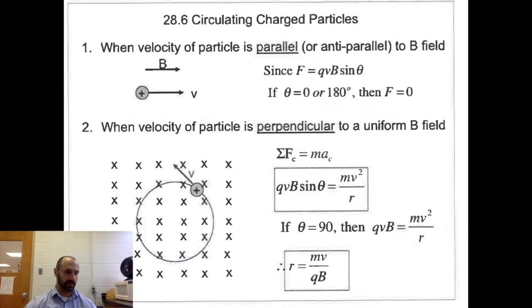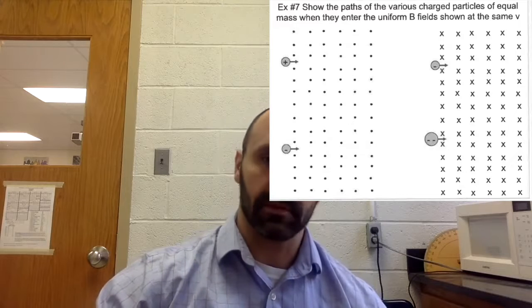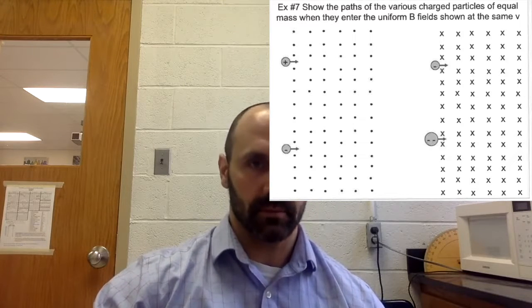And that's important because we're going to be seeing a lot of this type of thing where we've got particles going into a field and then turning, and so we're analyzing what happens to the radius of the curvature as it's going in. In example 7, we want to know the paths of these various charged particles of equal mass when they enter the uniform field. Equal mass is important because equal force on equal mass is going to produce an equal acceleration. And if the charge is the same also, because that's important in this equation, we get different radii for the particles here.